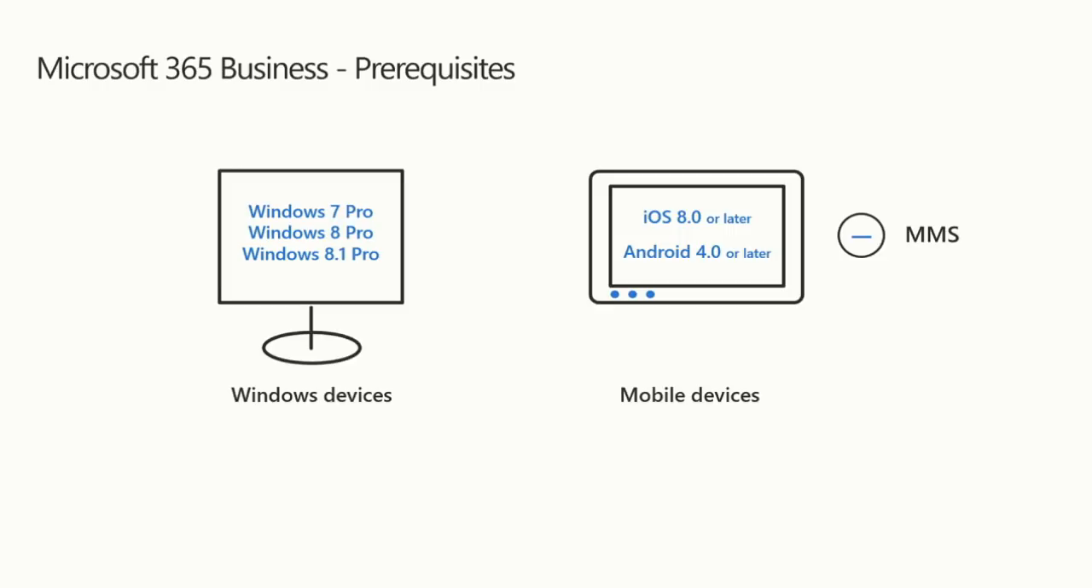And for iOS and Android, it has to be iOS 8.0 or later, or Android 4.0 or later. Also, if you have any existing mobile management solutions in place, then we require you to remove those devices from the mobile management solution, because in Microsoft 365 Business, you do get the mobile management solution. You get the ability to secure your devices through MDM and MAM.